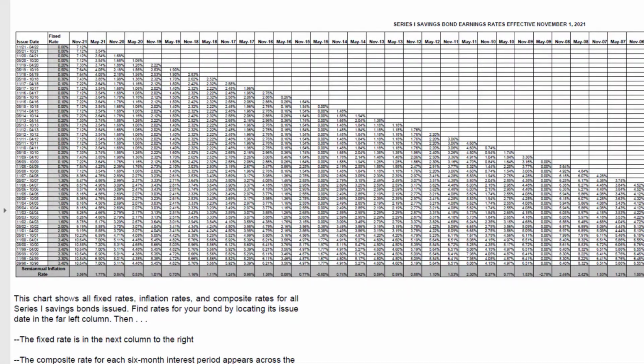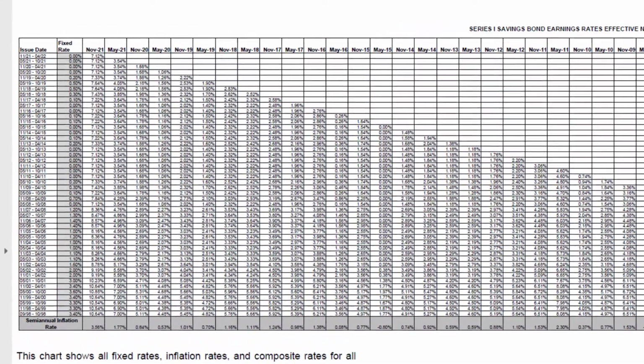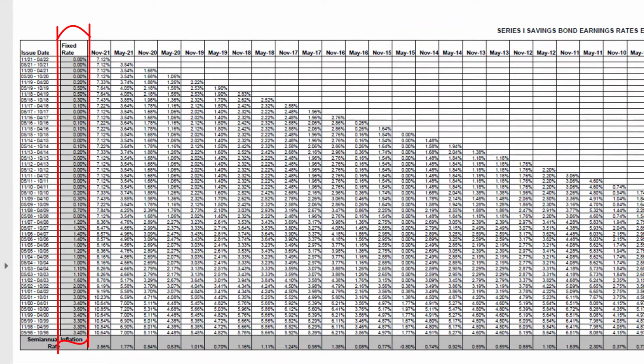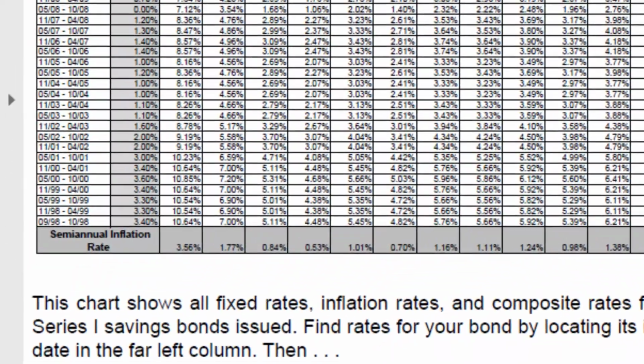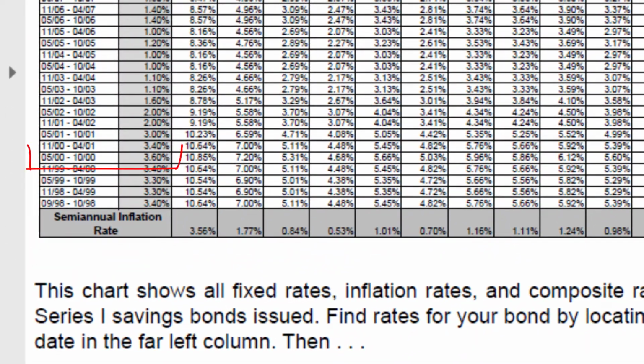Now let's dig into the fixed rate portion of the I-bond. Here's a PDF chart from treasurydirect.gov showing every fixed rate going back to September of 1998. I'll leave a link to this chart in the video description. At the time of this video, the highest the fixed rate has ever been was 3.6% from May of 2000 through October of 2000. Any I-bond bought in any given 6-month period would keep that fixed rate for the life of that I-bond for up to 30 years.